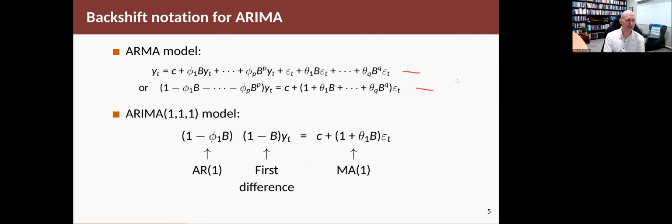So to take a specific example, if we had d equal to 1, p equal to 1, and q equal to 1, so you've got one lot of differencing, one AR term and one MA term, then you can write it down in backshift notation like this, where the differencing part of it is here, and then you apply the AR1 part of it, which is 1 minus phi 1 times the operator B, and the MA part over here, like this. And we start to build up these terms now.